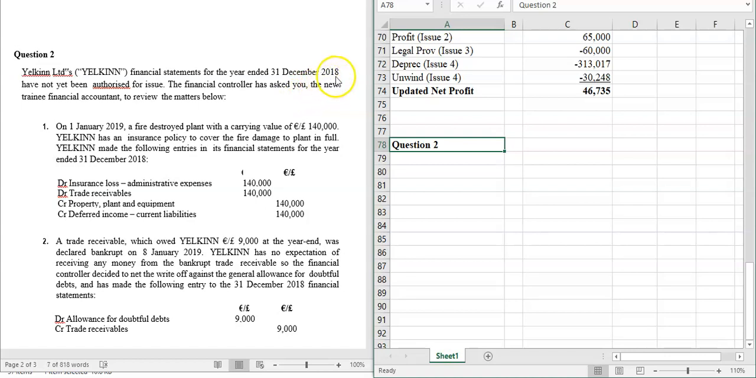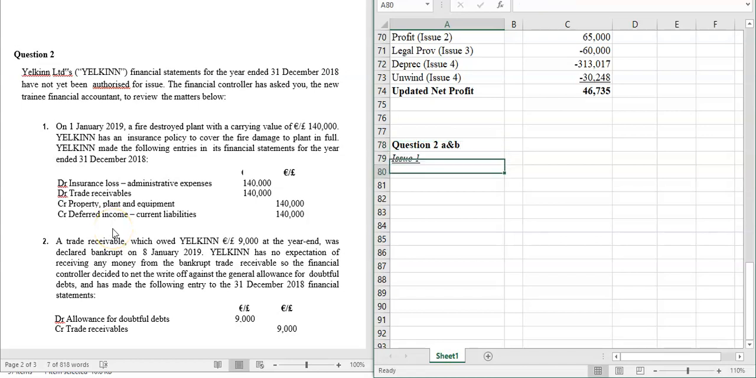Financial statements for the 31st December 2018 have not been authorised for issue yet, so we're still within that IAS 10 period. And you're told here after the year end, the 1st of January 2019, a fire destroyed plant carrying value 140. Yelkin has an insurance policy to cover the fire damage, and they made the following entry in 18. They expensed insurance loss, they debited trade receivables, so the money coming in, they credited property, plant, equipment to get rid of it, and they credited deferred income. So the key thing here at issue 1, because we can explain it because that's part of part B as well. So we're doing A and B together.